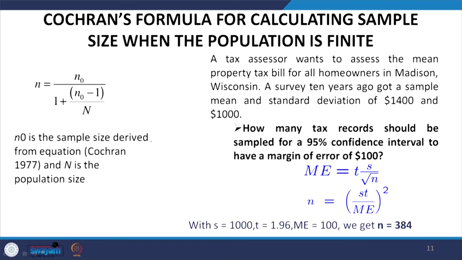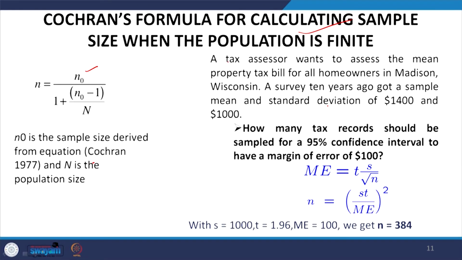Alright. Now let us come to the Cochran formula for calculating sample size when the population is finite. In the earlier case, the population size is nowhere referred. When the population size is referred, the formula boils down to this: the sample size is n small divided by 1 plus (n small minus 1) divided by capital N. Let us cite one example here.